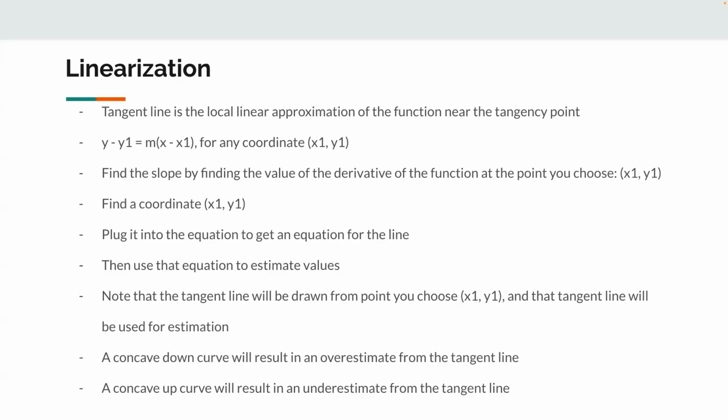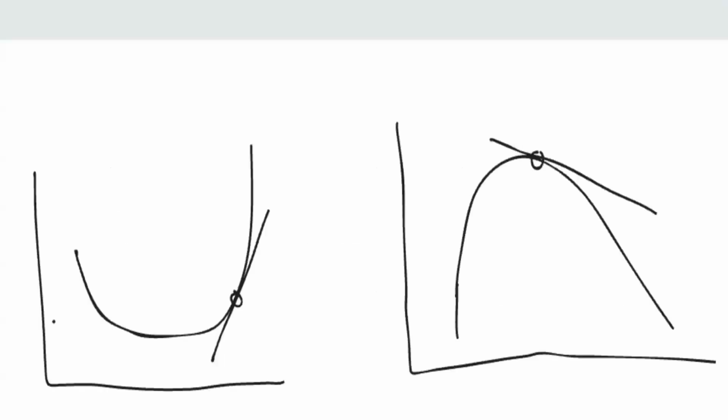Note that the tangent line will be drawn from the point that we choose, and that tangent line will be used for estimation. So logically thinking, a concave down curve will result in an overestimate, and a concave up curve will result in an underestimate. I'll show you guys on the next slide what I mean.